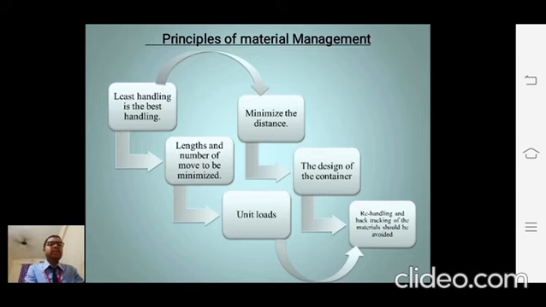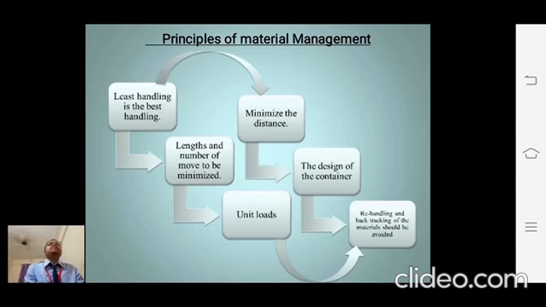The design of the container: whatever container you use to store the material should have enough space to store that material. It's a very basic concept, and everyone will know the need for enough storage space. And the last one is unit loads.